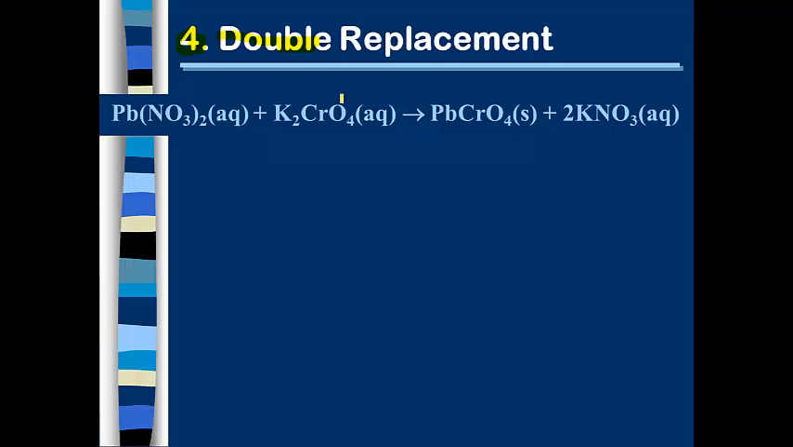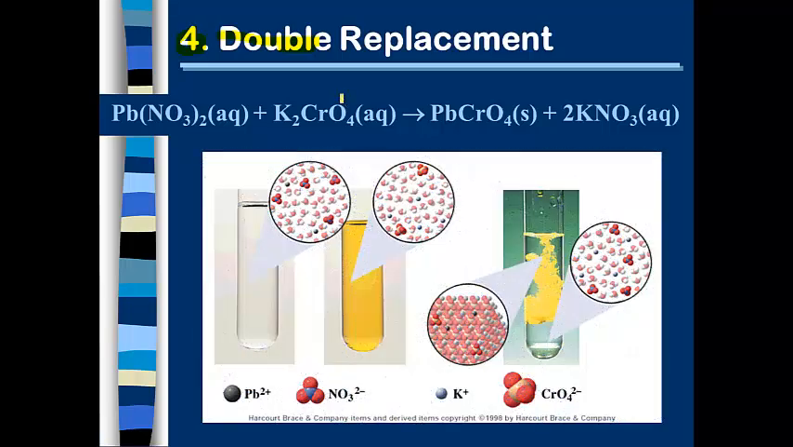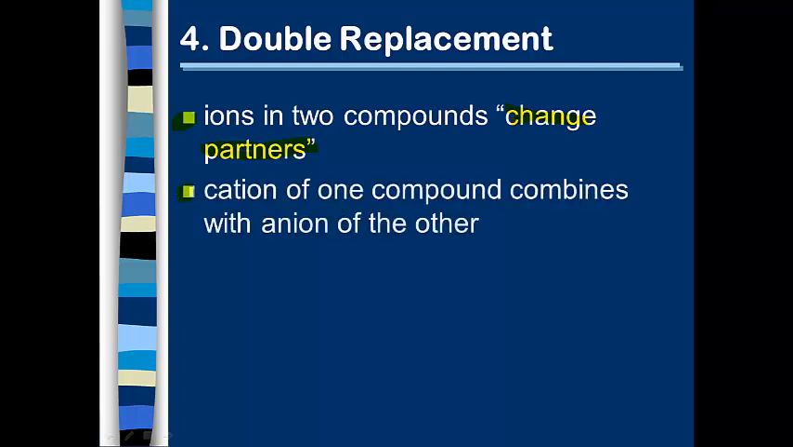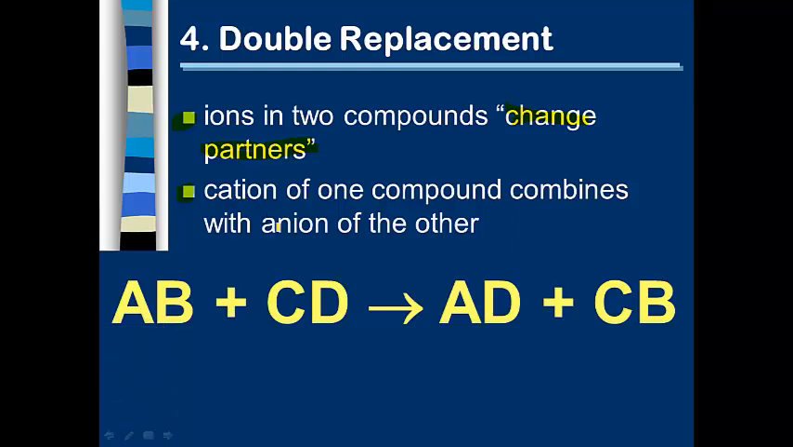Okay, double replacement. We're still talking about replacing things, but double means we're going to replace two of them instead of one. And so the general form on these, I'm going to scoot forward and then come back. Essentially, in double replacement, you have ions in two compounds change partners, or flip-flop. So you have two things change spots. The cation of one compound combines with the anion of the other. And the big kicker on this one is that you have two compounds on both sides of that arrow.